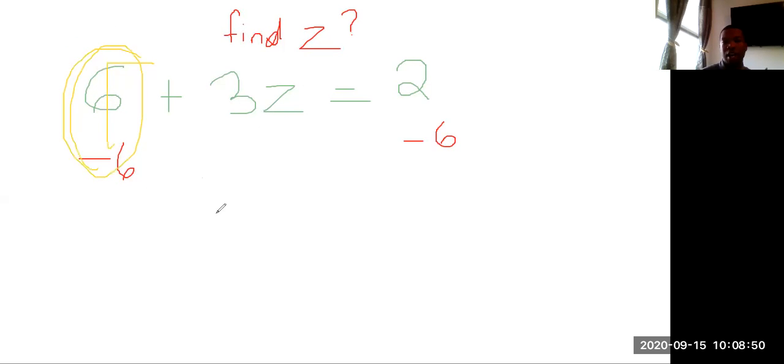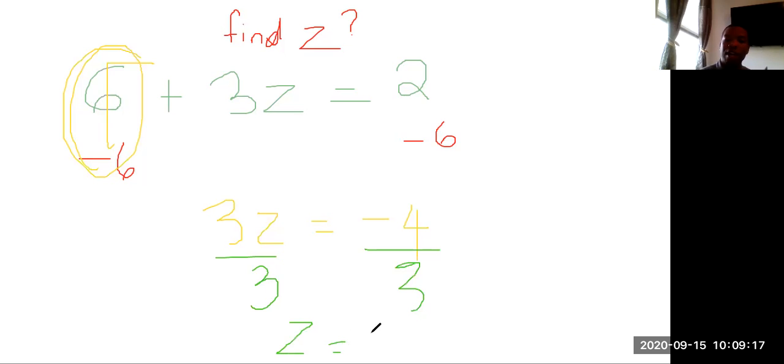So then I'm left with 3z is equal to 2 minus 6, which is negative 4. Now I have to get rid of this 3. So I'm going to divide by 3 because it was multiplying. And whatever I do on one side, sure enough, got to do it on the other side. So z is equal to negative 4 over 3.